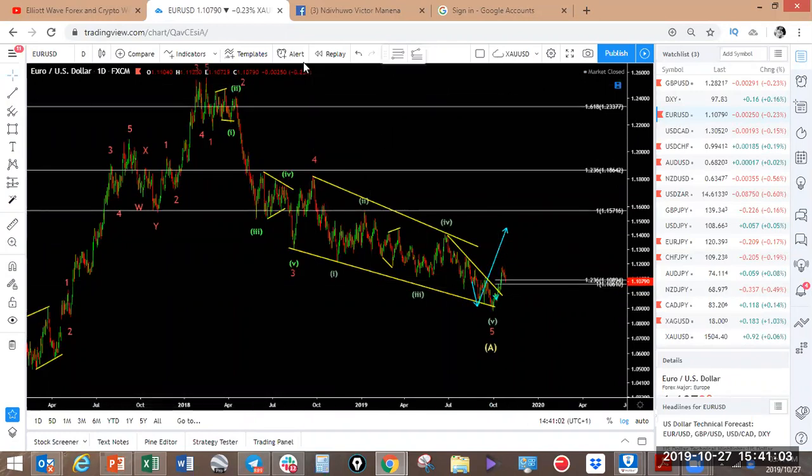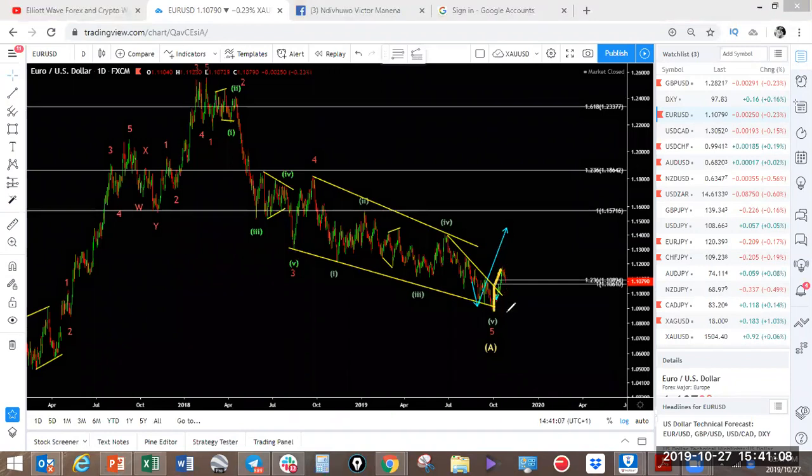We need to track this move now. It looks like this move to the upside may not be what we are looking for. So we are getting a move to the downside here. I'm expecting this is going to pull back. If we were going to continue to the upside, we should get this coming down as a three-wave move.